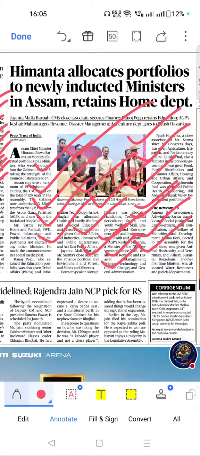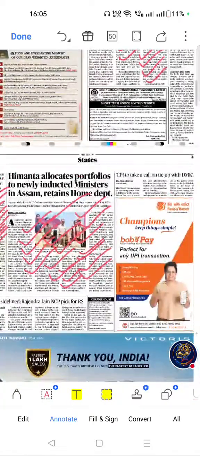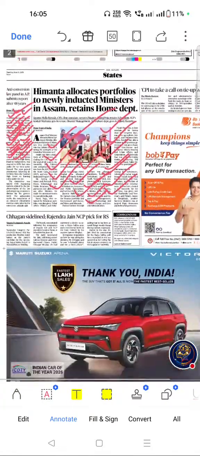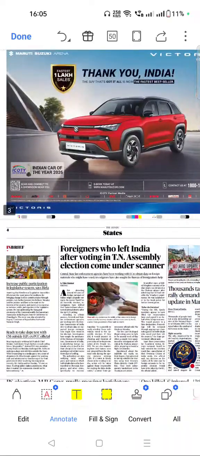Next, move on to the next important article from this page. Yeah, these are the only important articles from this page. Move on to the next page.